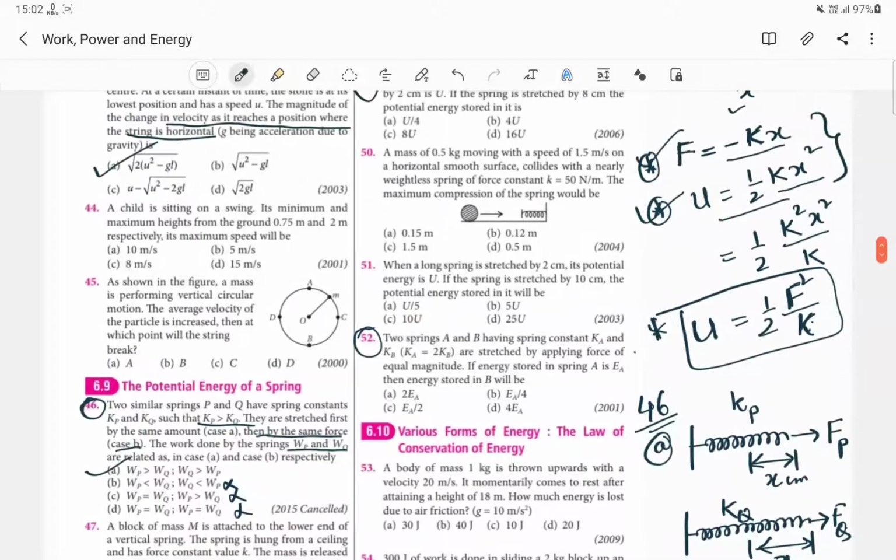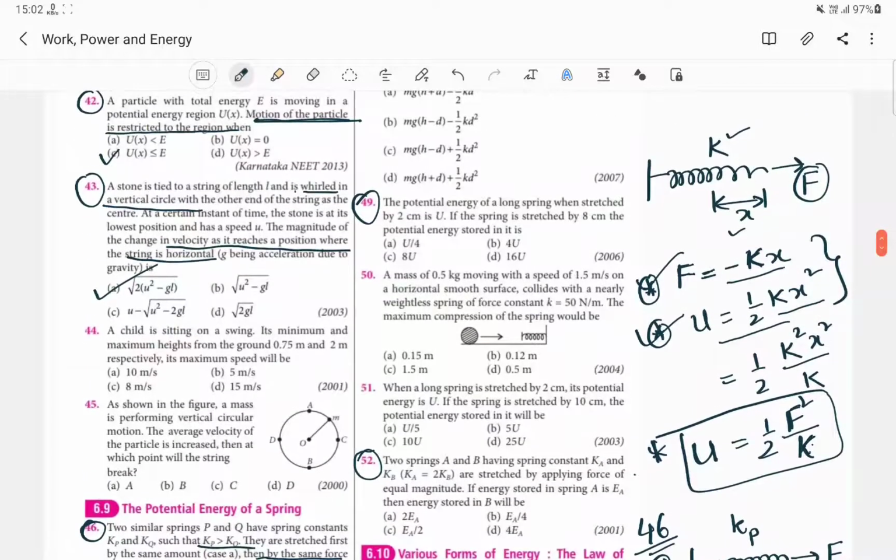Now let us go through our second type, question number 49. There will be two different types of questions asked on energy stored in a spring: question number 49 and question number 52. We will be doing question number 49 first.